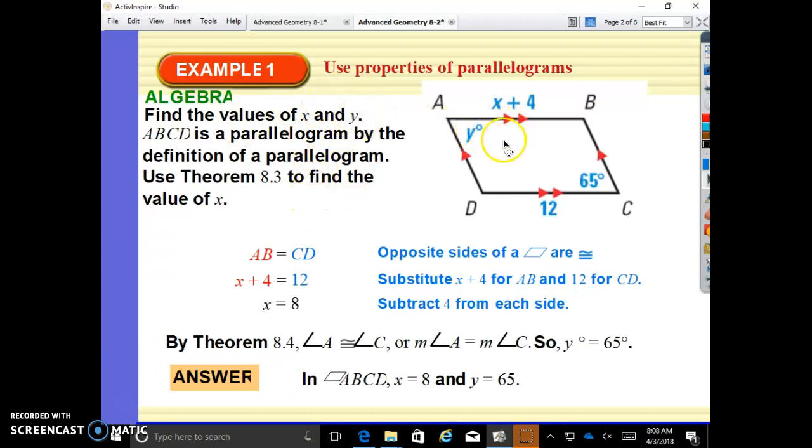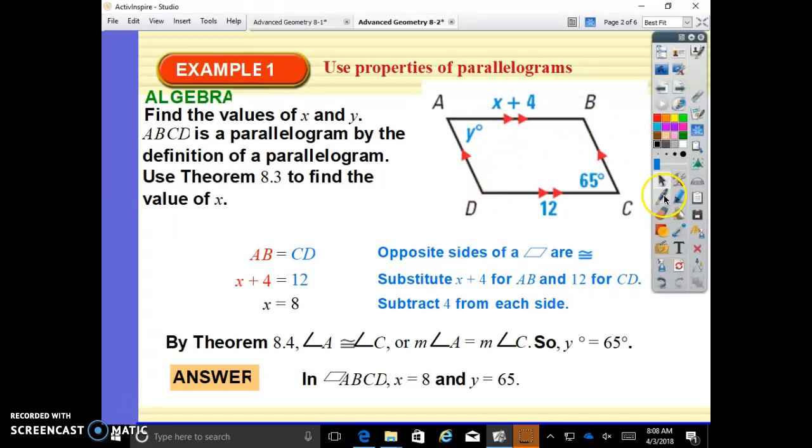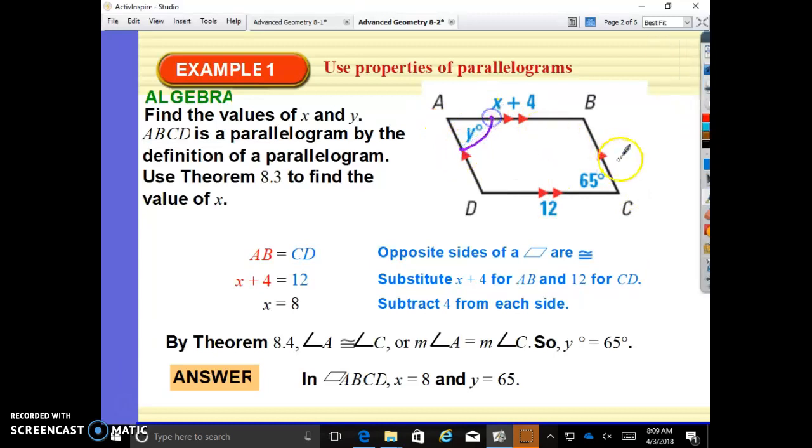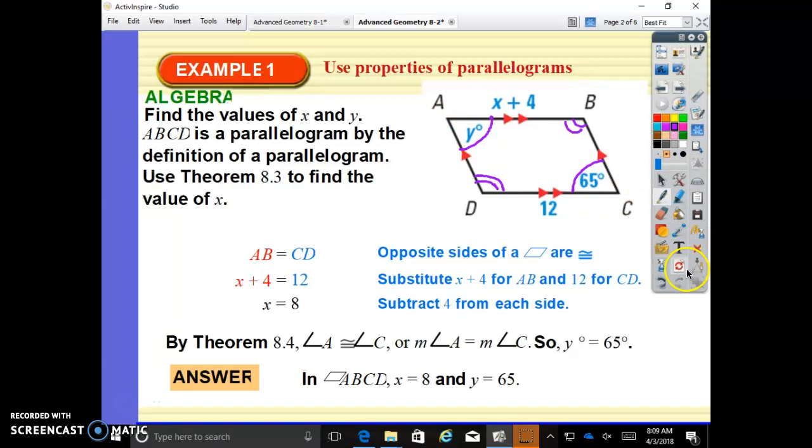Okay, so what else do we know about parallelograms? We know that the opposite angles are congruent. All right, so opposite sides are equal, opposite angles are congruent. So your y is congruent to 65. Angle D is congruent to angle B. Can you guys see that this one is your obtuse angle? Your obtuse angle goes with the obtuse angle. Your acute angle goes with the acute angle. Okay?